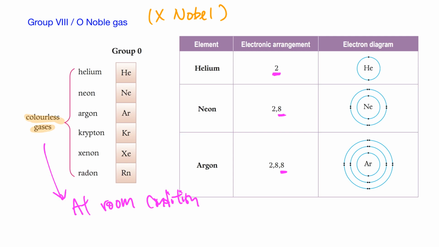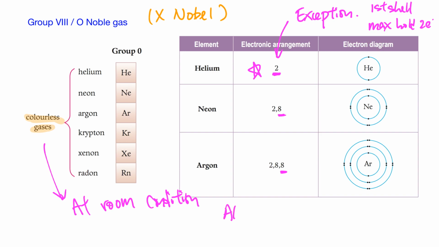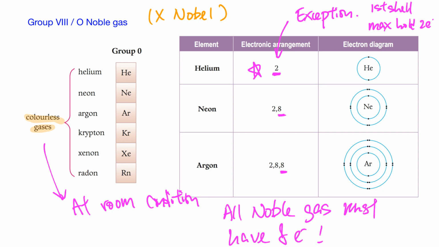And then you'll find that the electronic configuration of them does not have to be 8 in the outermost shell, because we do have an exception here. The first shell can hold a maximum of 2 electrons. So helium won't have 8 electrons in its outermost shell. This one is very important. If a question says that all noble gases must have 8 electrons, then this statement must be wrong, because we do have an exception, that is helium.